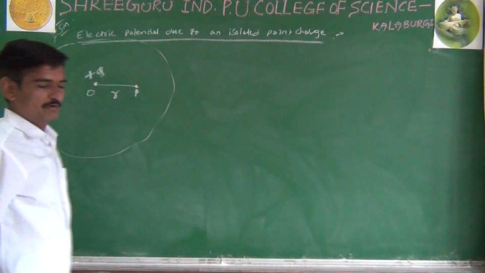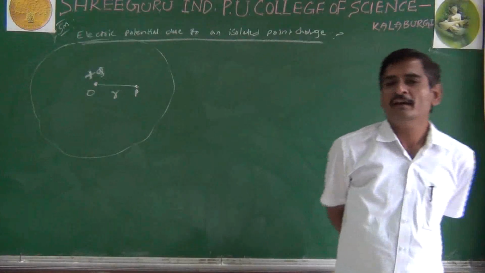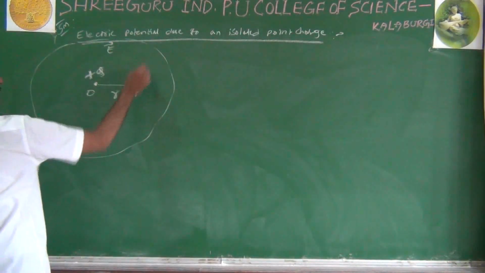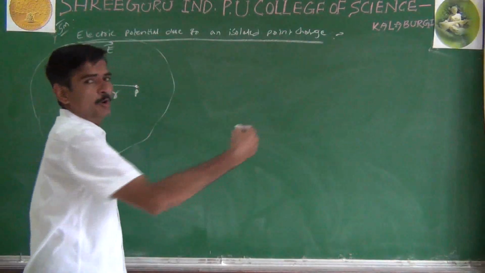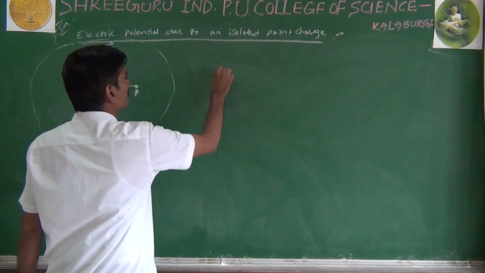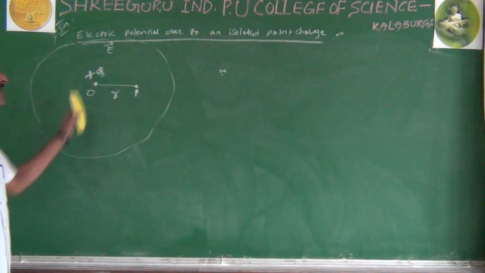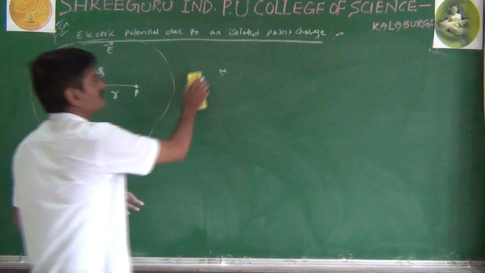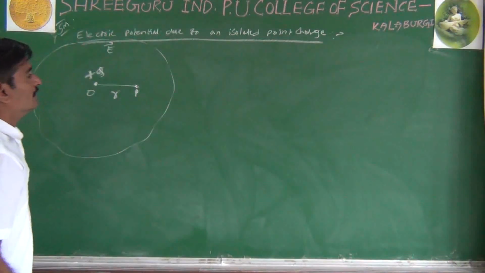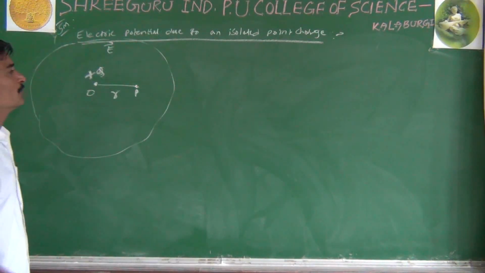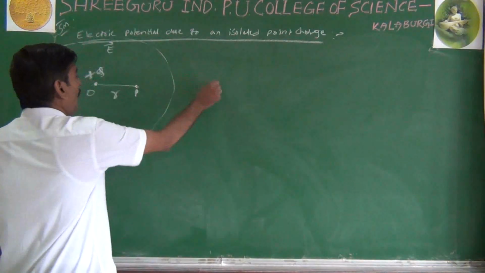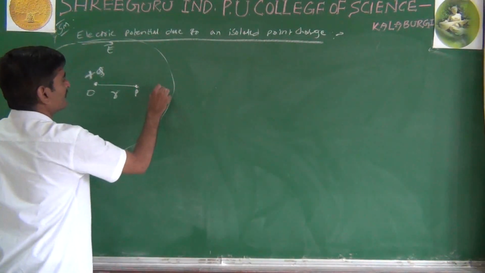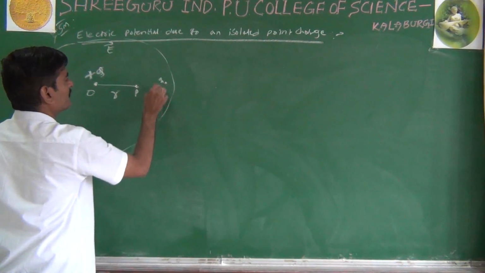Electric potential, just now we have defined. Electric potential at a point in an electric field is defined as the work done in moving a unit positive charge from infinity to that point against the electric field. That's how we defined it. So now we have to find the work done in moving a test charge Q0 from infinity to the point P. Initially, let us take the test charge Q0 at the point A.